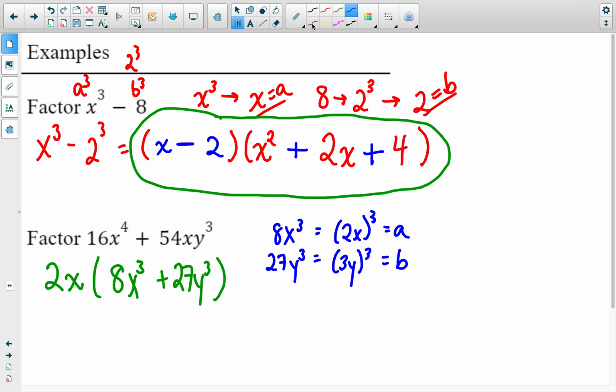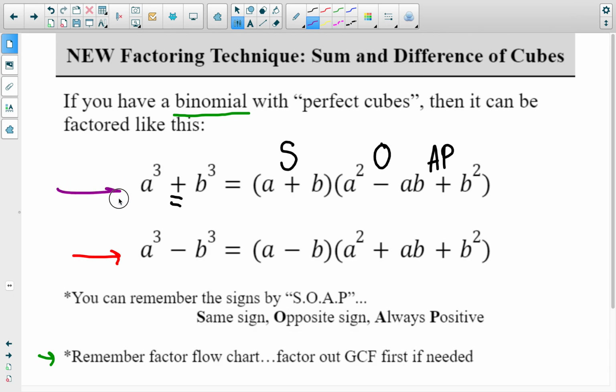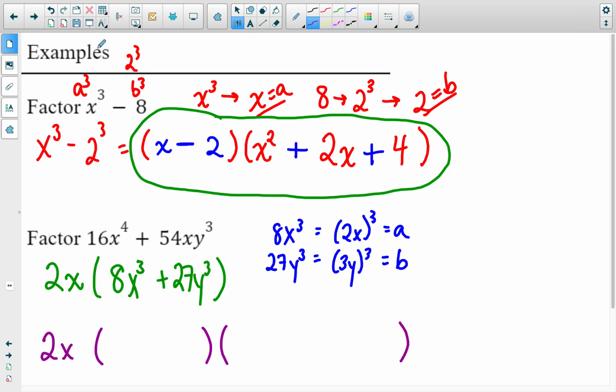Okay. So now when we factor, this 2x is going to stay with us. But then we're also going to have that binomial and then that trinomial for our difference of, or excuse me, our sum of cubes here. So we're dealing with the sum. We're working with the top one. We're just going to take our first term and our second term and write them regularly. So we have 2x and 3y.